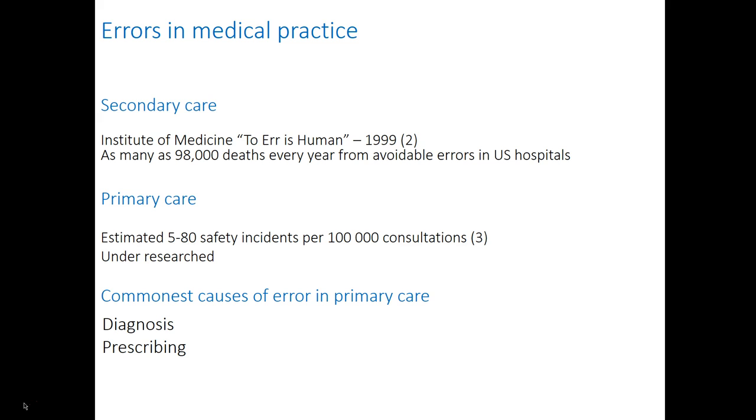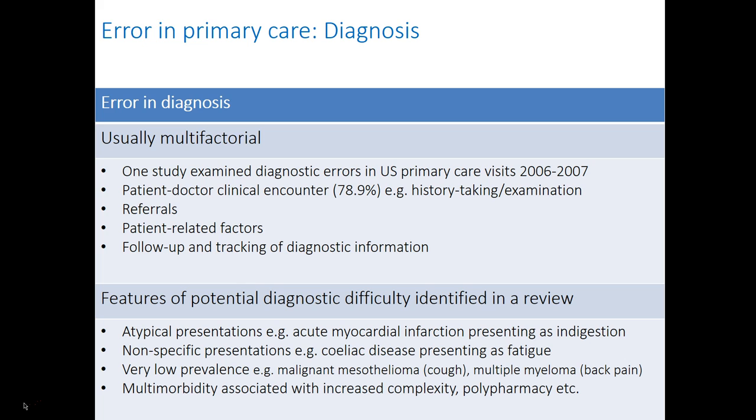Within primary care, it is reckoned that there are up to 80 safety incidents or near misses per 100,000 consultations. The two most common causes of error in primary care are diagnosis and prescription error. Let's look at diagnosis first. The causes of this are usually multifactorial.